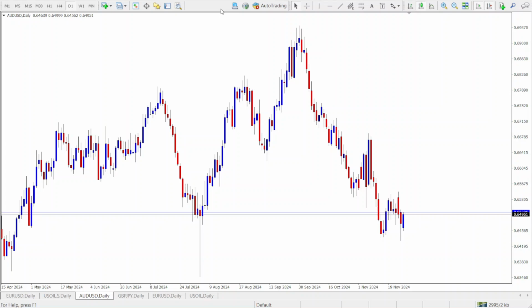I'm going to be adding it to the chart. I'm just going through my custom indicators to find a particular one. Okay, so here we go. This is the TSR Signal Line Indicator. So, like I said, it's quite an easy indicator to use.